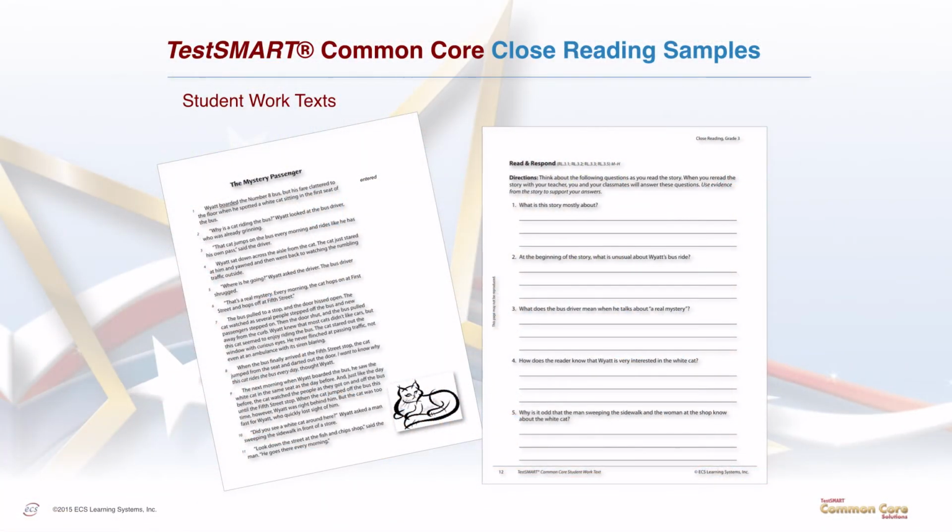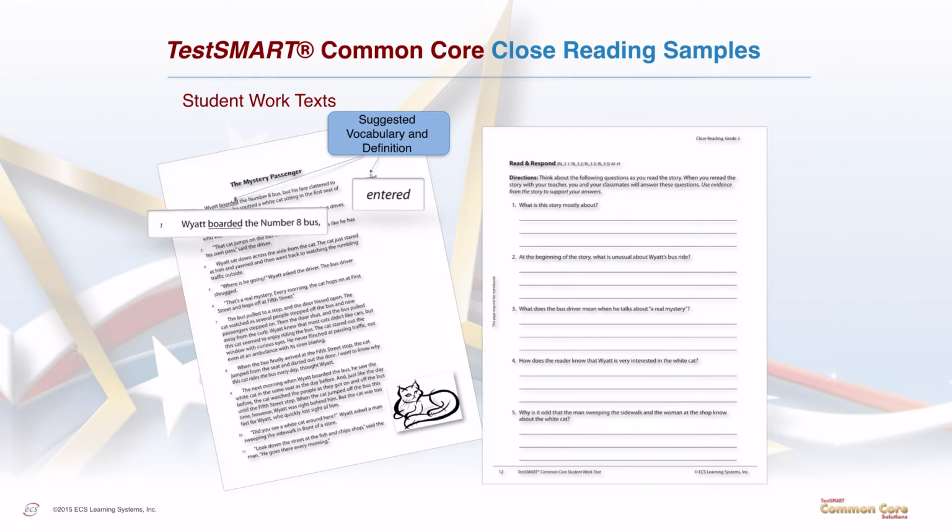Pictured here is a sample of a grade 3 close reading work text. The left page shows a reading passage with numbered paragraphs. Key vocabulary identified as above grade level is underlined and defined in the right margin, allowing students to access the text more easily. All key vocabulary is collected in a list in the teacher guide section of the workbook.